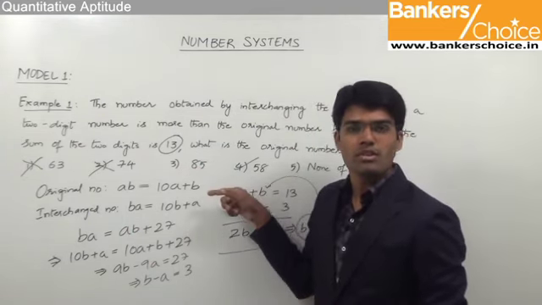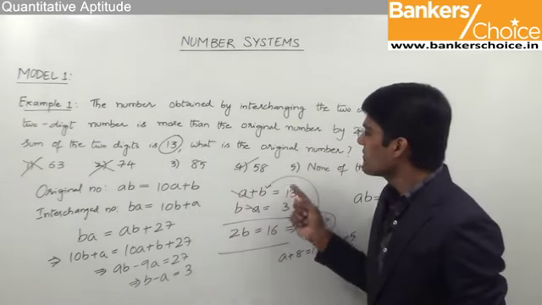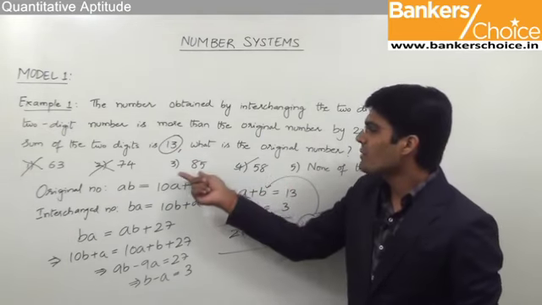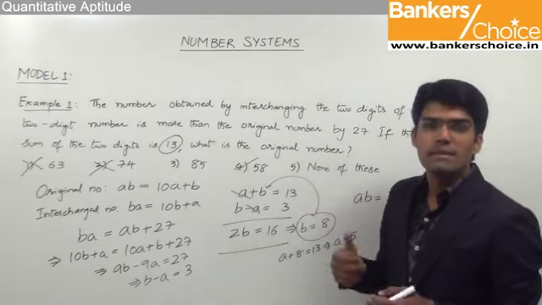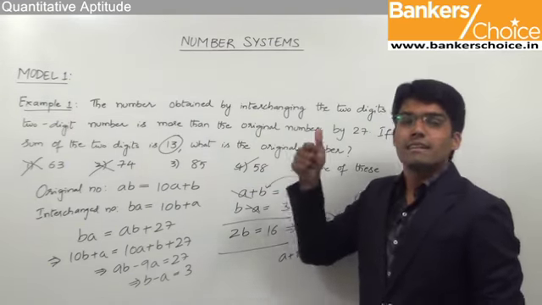So this may be the possible answer as one of the conditions is satisfied. And similarly in option 4, the sum of the digits 5 plus 8 is 13. So either option 3 or option 4 may be the answer. Let us now see which of these options satisfy the first condition.